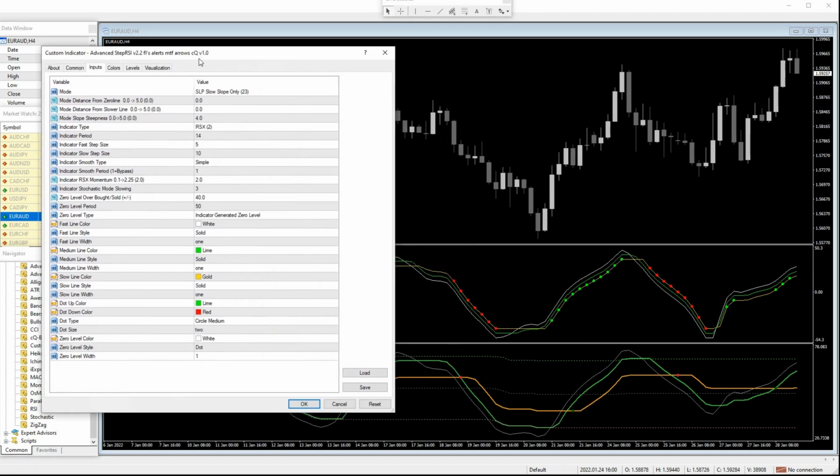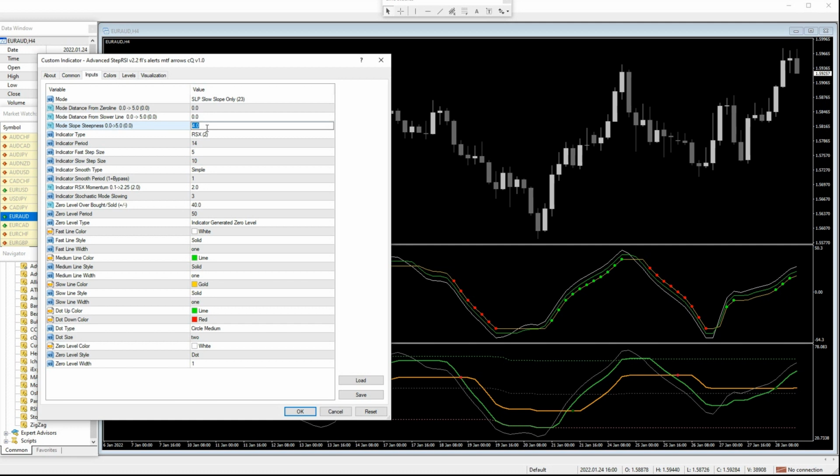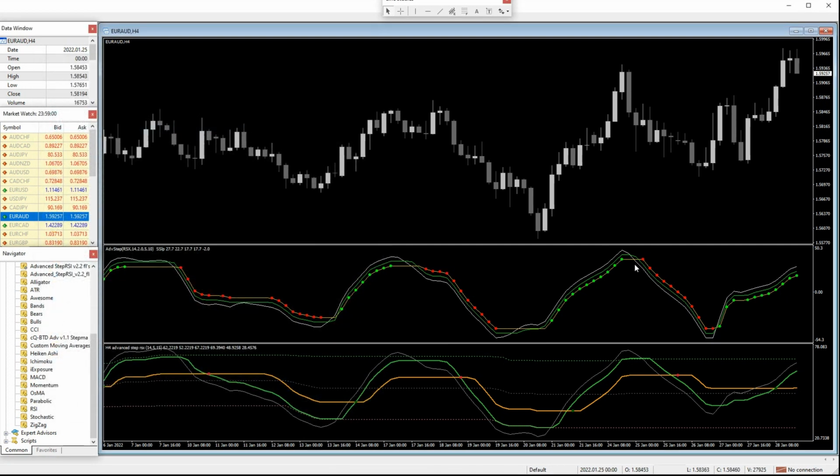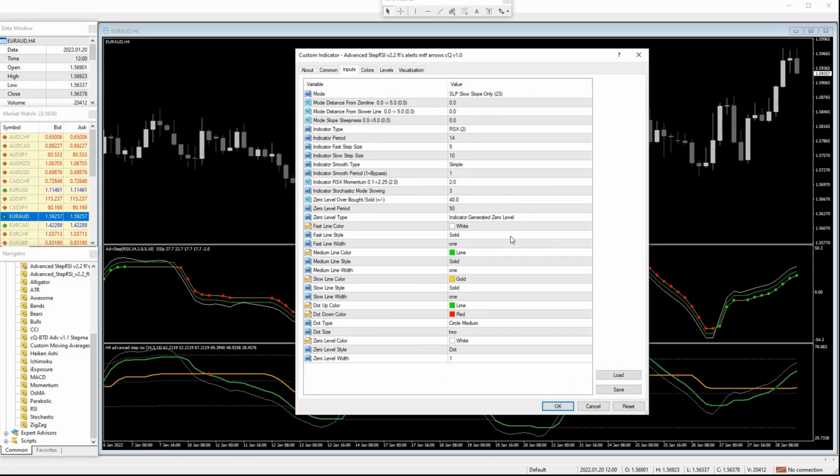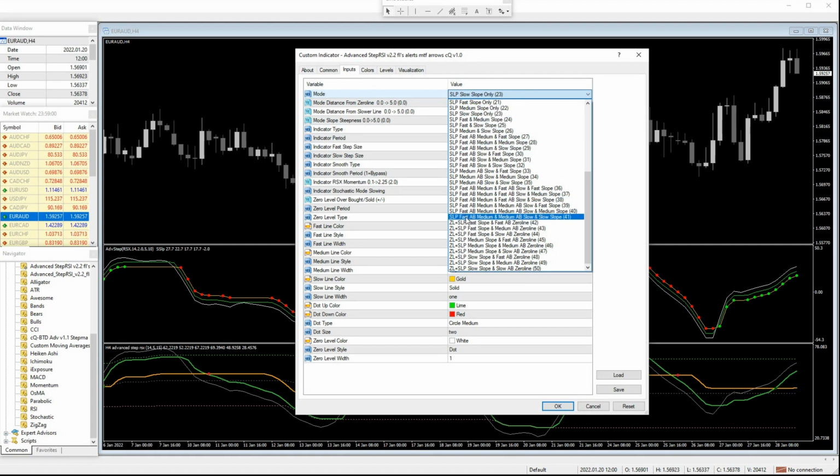We'll put it, let me scoot this over here. And you can watch right here, you'll see it change. Okay, it just removes a little bit of the noise, but also you lose the earlier entry possibility. So that's what that does. Again, it only works on the ones that have the slope variable.